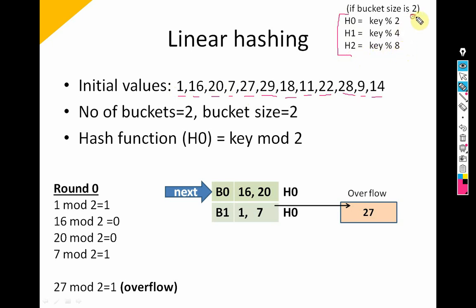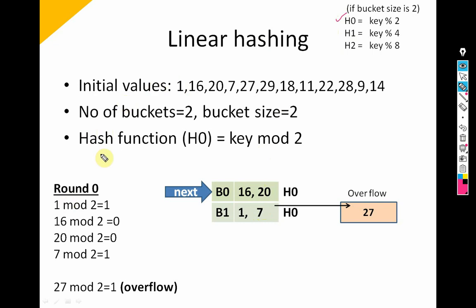As we discussed, the bucket size I am taking initially is 2, with 2 buckets. Here you can observe bucket 0 and bucket 1. I am taking 2 buckets and the bucket size is 2. In each bucket you can store 2 values. Here I am starting with H0. Always we need to start with H0 initially.